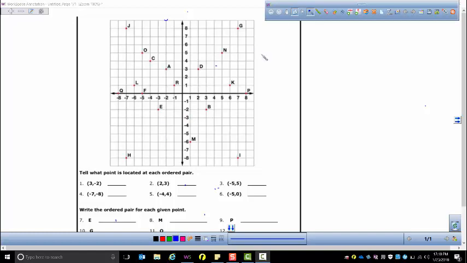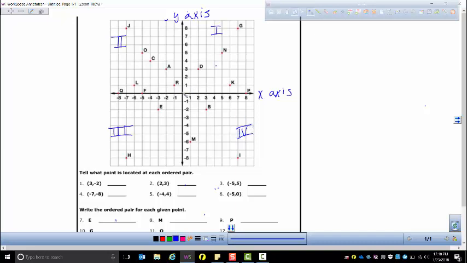All right, today we are going to practice graphing ordered pairs. And before we practice, we need to remember this is our coordinate plane. The horizontal axis is called the x-axis. The vertical axis is called the y-axis. And the coordinate plane is in 4 parts, which we call quadrants. This is quadrant 1, quadrant 2, quadrant 3, quadrant 4.